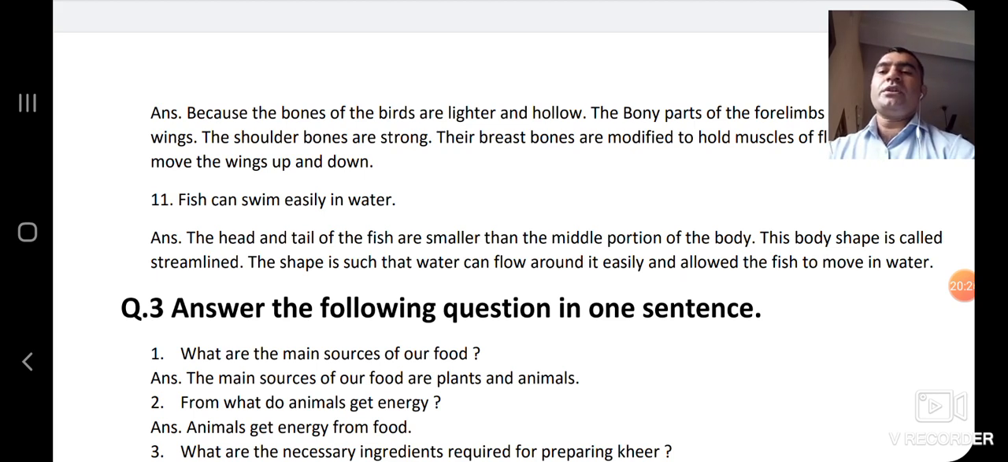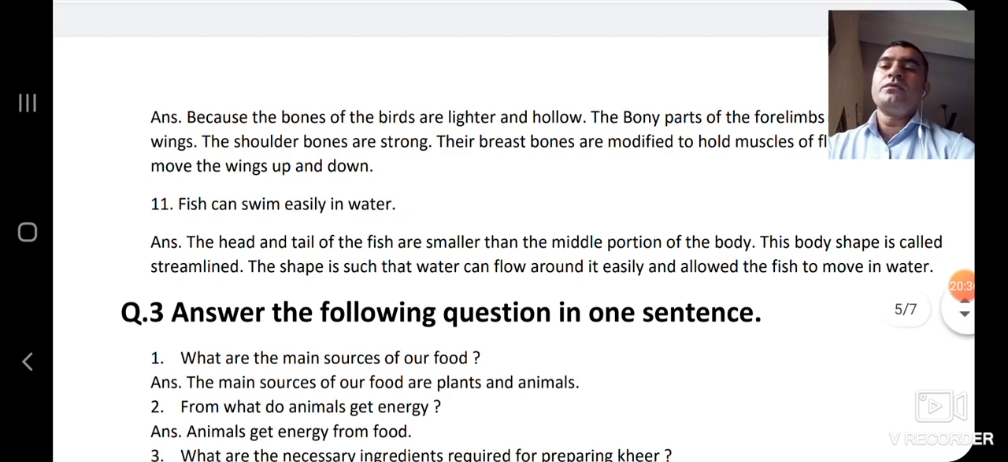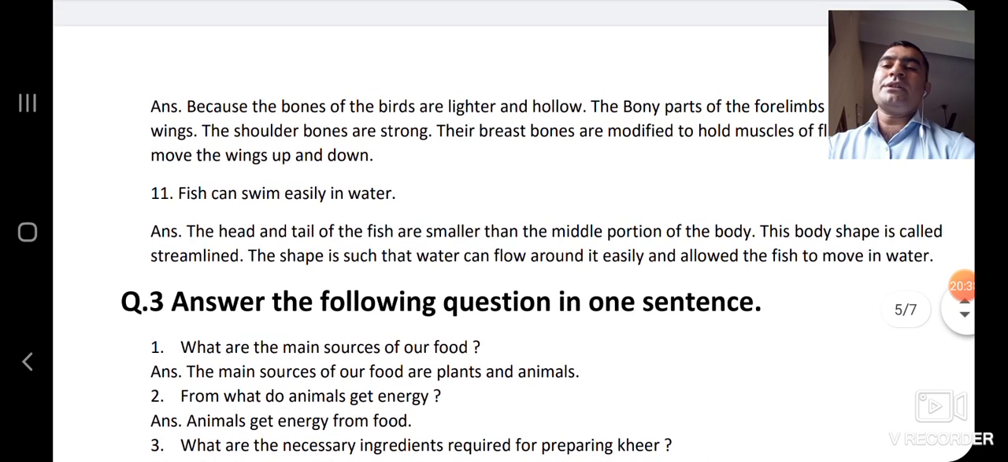The next question we have, from what do animals get energy? Animals get energy from food. As we get energy from food, animals also get energy from food. The third question is, what are the necessary ingredients required for preparing kheer? Means, what are the things needed to prepare kheer?